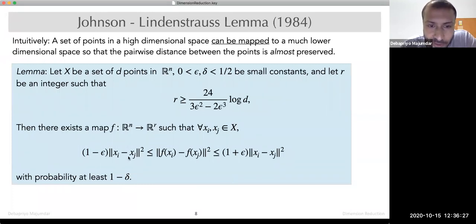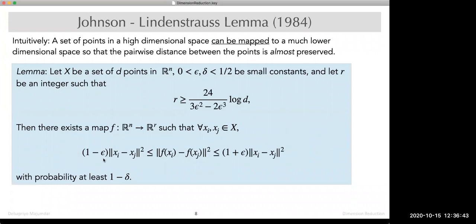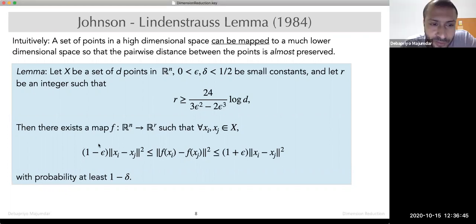So let's look at this equation very carefully. This is the distance after mapping. Suppose the distance before mapping was, let's say, 5. Just some number 5. And suppose my epsilon is, let's say, 0.1. So 1 minus epsilon is 0.9 and 1 plus epsilon is 1.1. So what it says is that if the original distance was 5, my new distance will be at least 90% of the original distance, but at most 110% of the original distance.